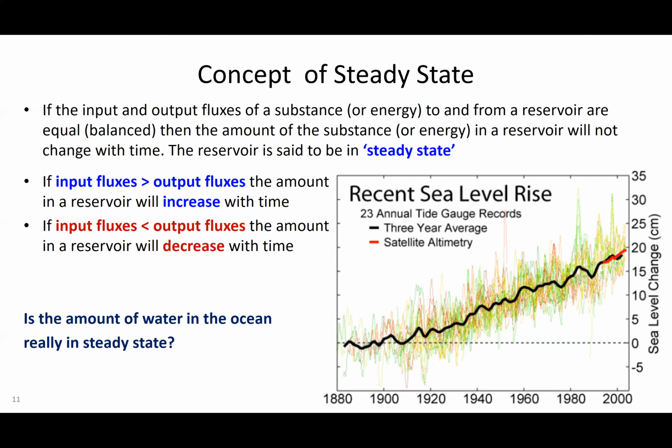Okay, so there are a number of reasons why this sea level rise is actually happening, when we think about the hydrological cycle. Part of it is not due to an imbalance in the input and output fluxes. Part of this sea level rise is simply due to the thermal expansion of the oceans with global warming.